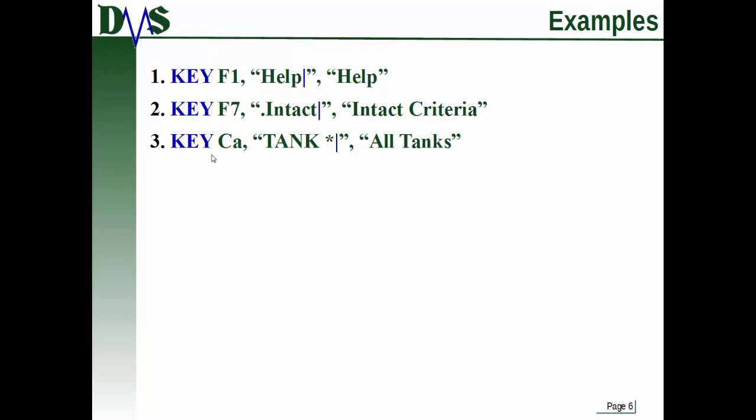Or hey, how about key CA? So that's the Control key plus the A key. Tank star bar. So I'm going to tell GHS to select all of the tanks, and I've got all tanks for my label. So those are all common examples of how you could use hotkeys in GHS.